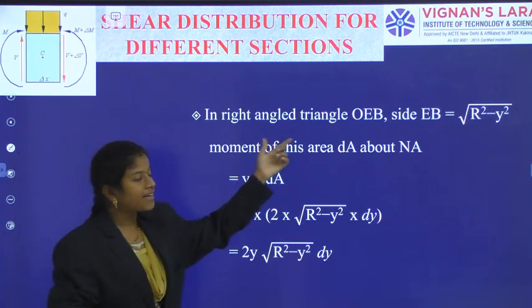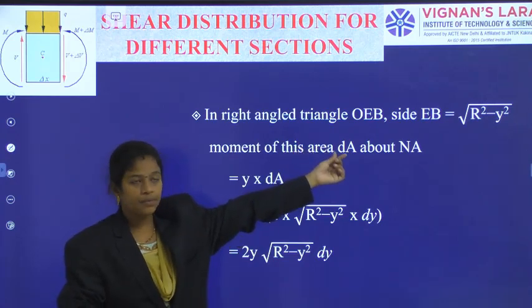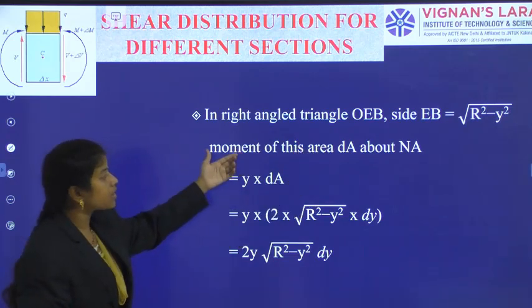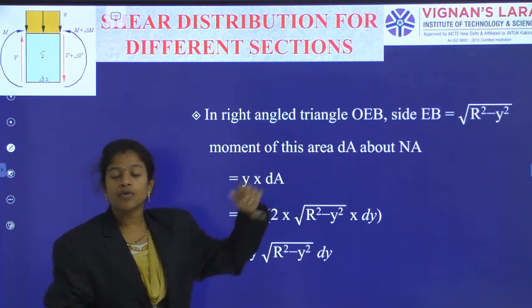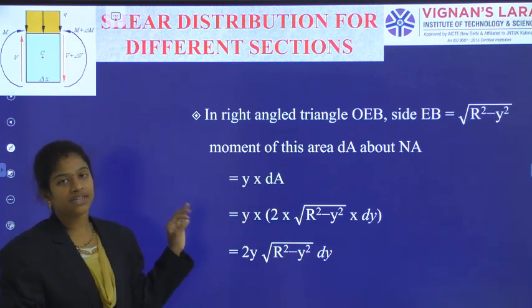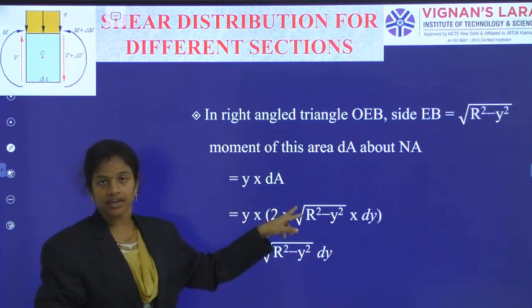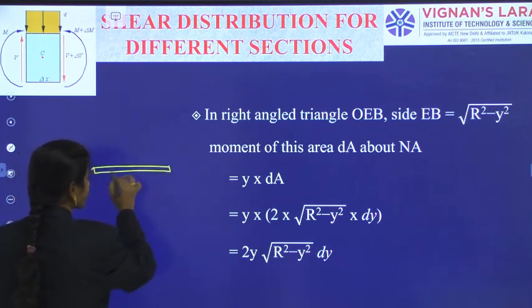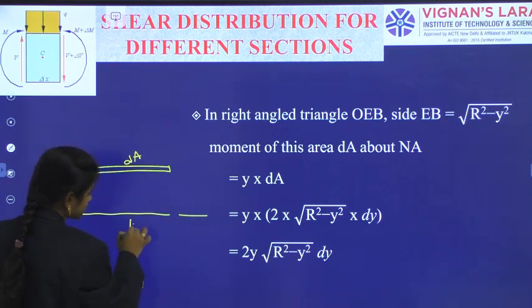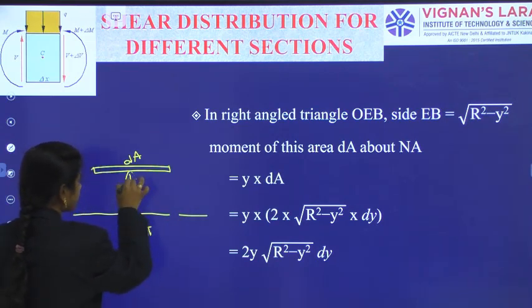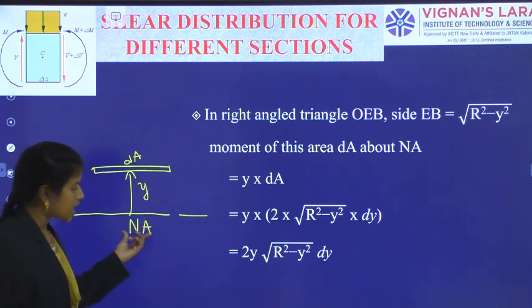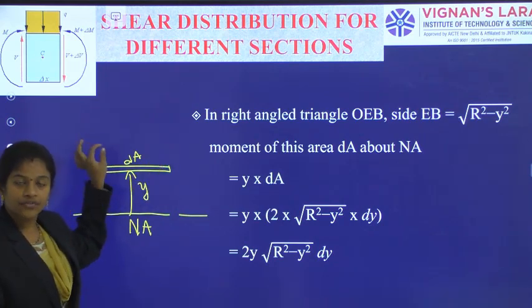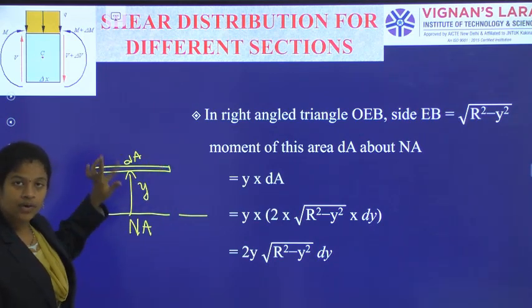Now, in right angle triangle OEB, EB is equal to under root R square minus Y square. Moment of this area about the neutral axis is equal to Y times dA. So, Y into dA. Okay. As this is a strip, this is area A and this is NA and the perpendicular distance is Y. So, about the neutral axis, the moment of this strip is equal to Y times dA.